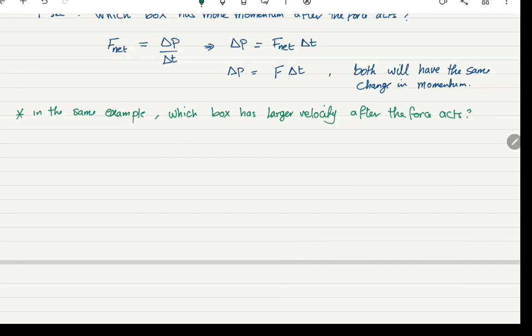Now, in the same example, which box has a larger velocity after the force acts? Logically, the one with larger velocity is the one with the lighter mass. So the lighter one, or the one with less mass, will have larger velocity.